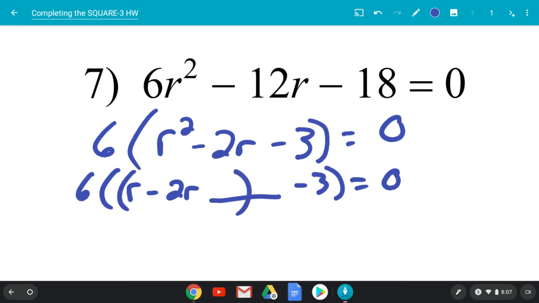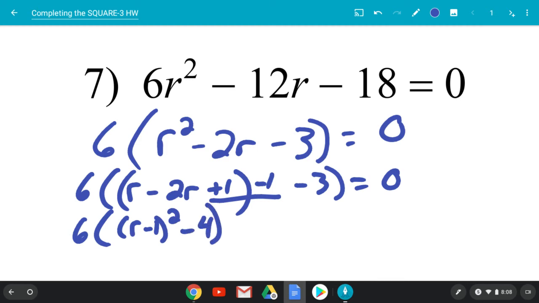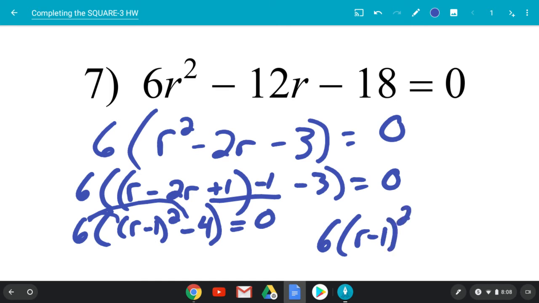And negative 2 divided by 2 is negative 1. Squared is plus 1 minus 1. So 6 times parenthesis r minus 1 quantity squared minus 4 equals 0. Last step, distribute that 6 back inside. So I have 6 times r minus 1 quantity squared minus 24 equals 0. How many people got that one right? That's better.